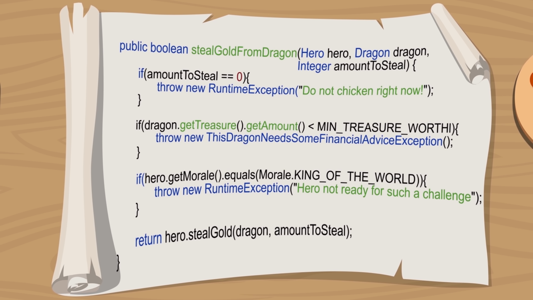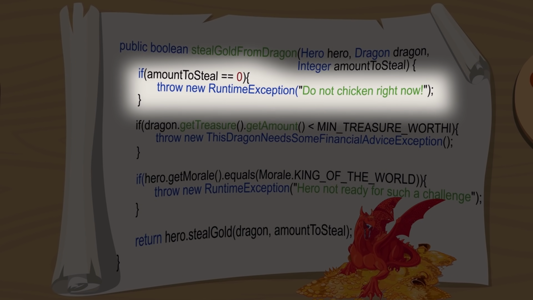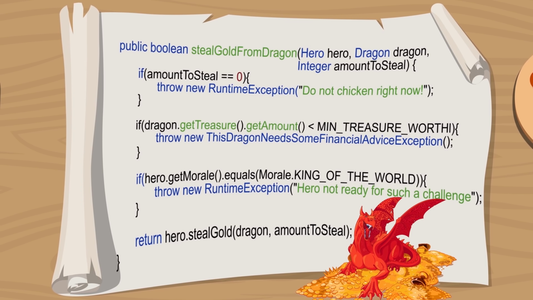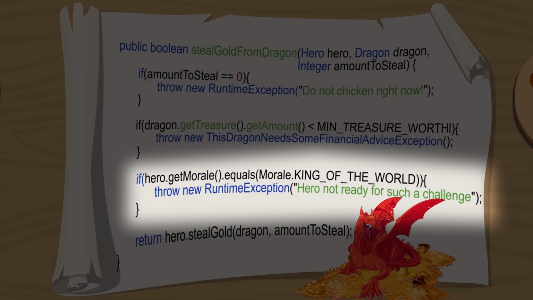Next up, we have an example of a hero trying to steal some of the stuff from the nearby dragon. It all looks alright from the functional perspective. If the hero does not try to steal any gold, he will just chicken out. Going further, if the dragon does not guard a minimal amount of treasure worth the hassle, we flag the dragon as broke and we just move on. As the final check, if the hero actually tries to steal, we verify that he is at the top of his field at that point in time.